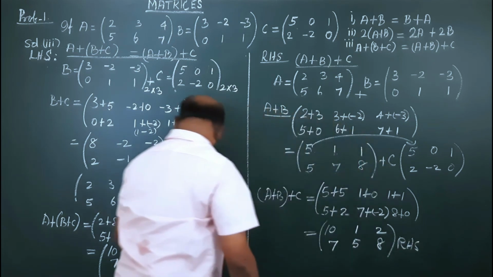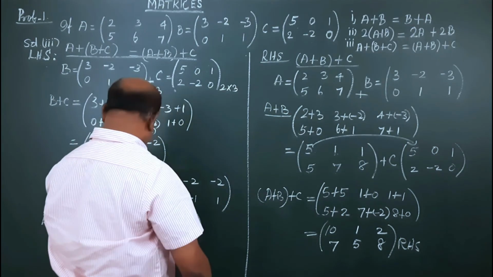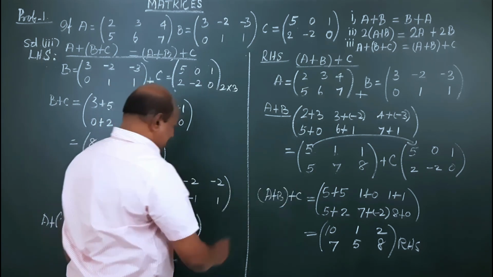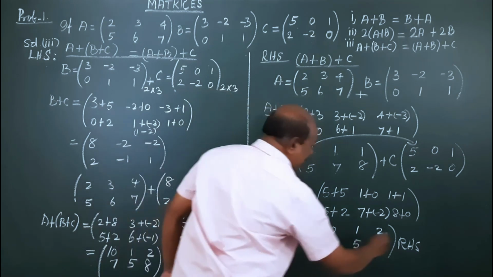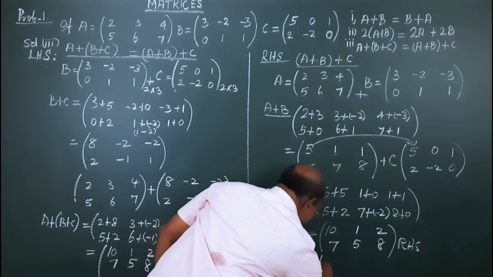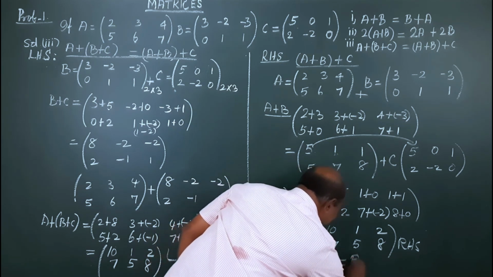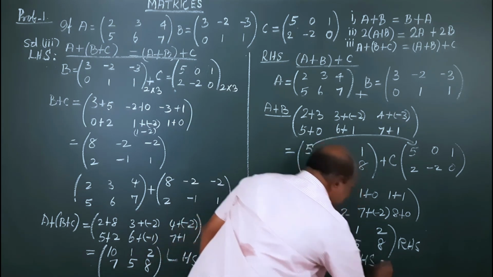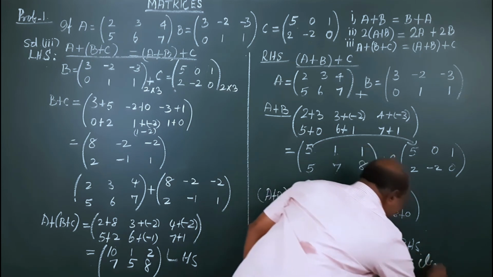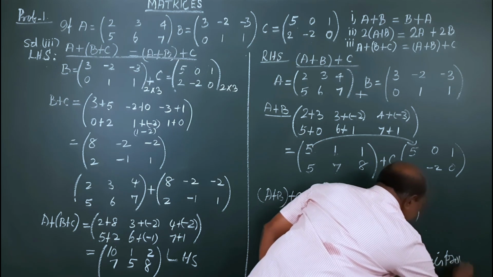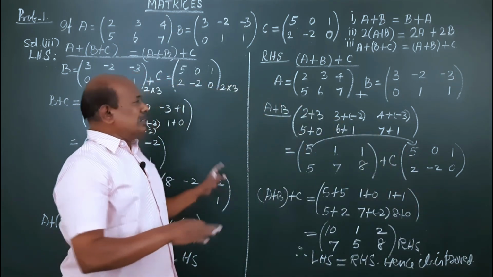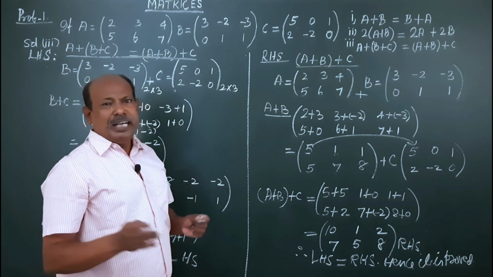Now we have to compare this one and that one. Here 10, 1, 2, 7, 5, 8. Therefore left hand side equal to right hand side. Hence it is proved. That is the addition of matrices with the different examples.